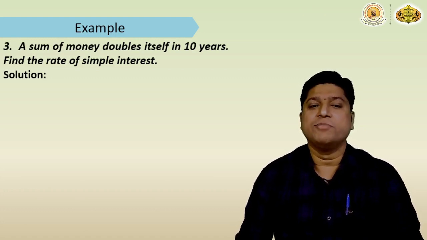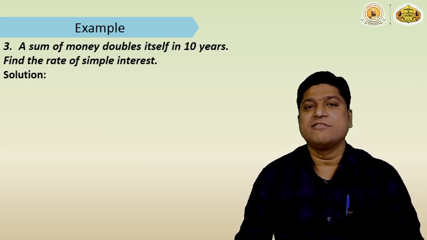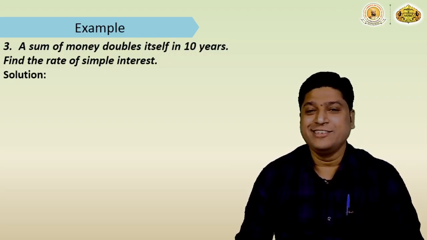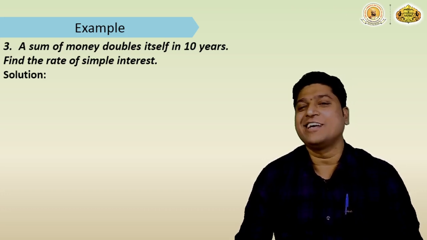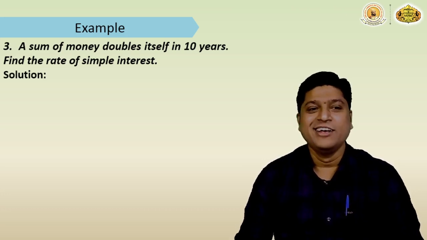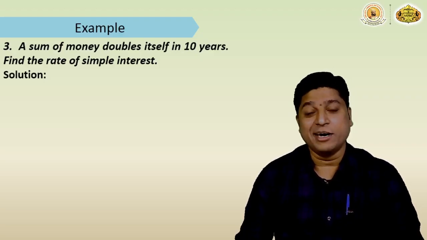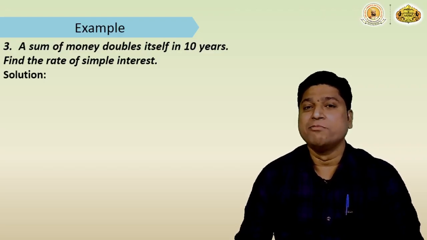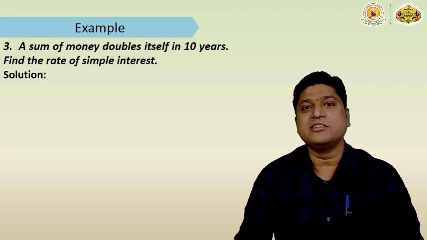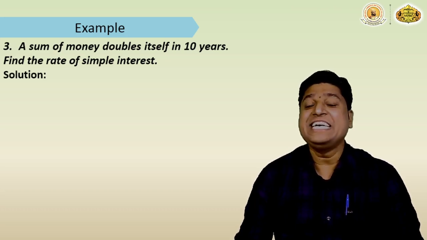A sum of money doubles itself in 10 years. Find the rate of simple interest. My dear students, this is a very tricky example. If you see the example, many things are not given in the example. They have just said a sum of money doubles itself. But it has a meaning. A sum of money doubles itself. If money is P, it doubles itself. It becomes 2P in 10 years.